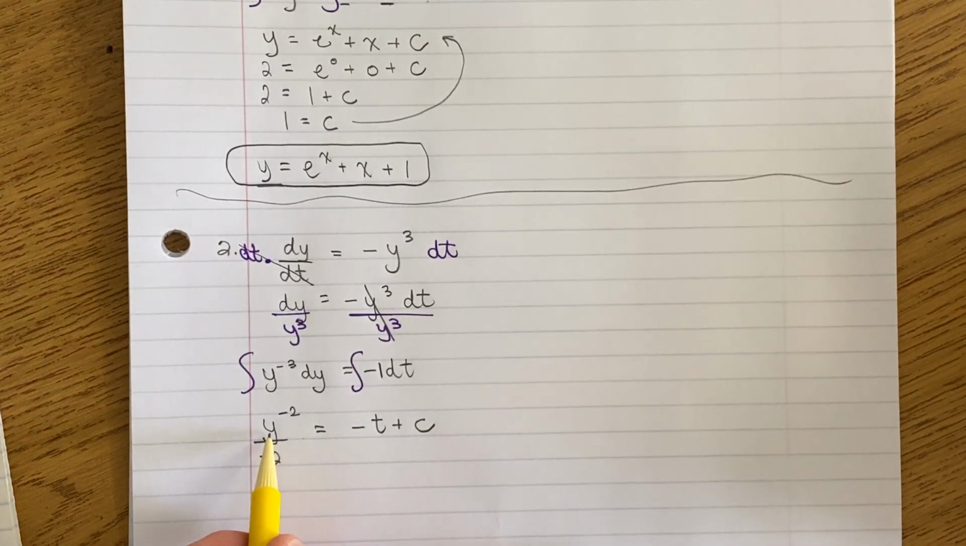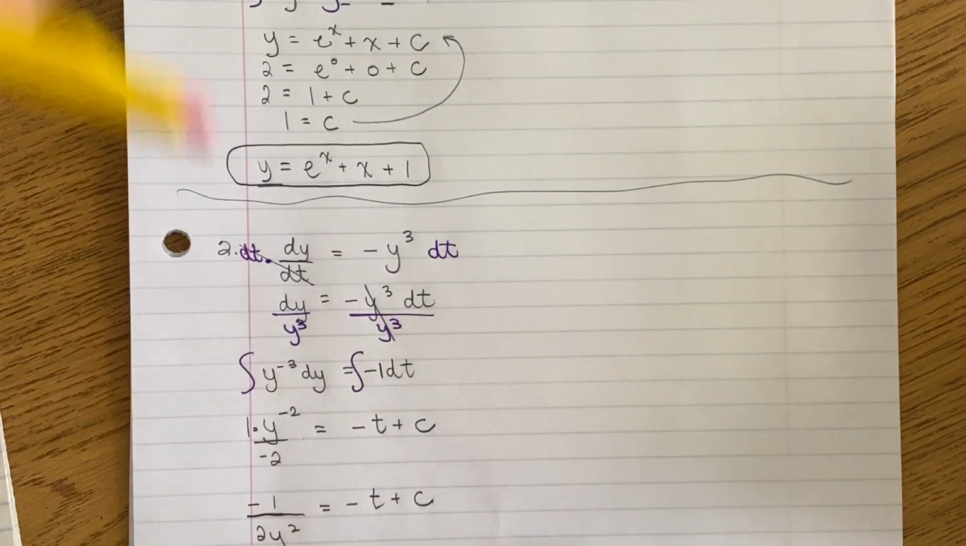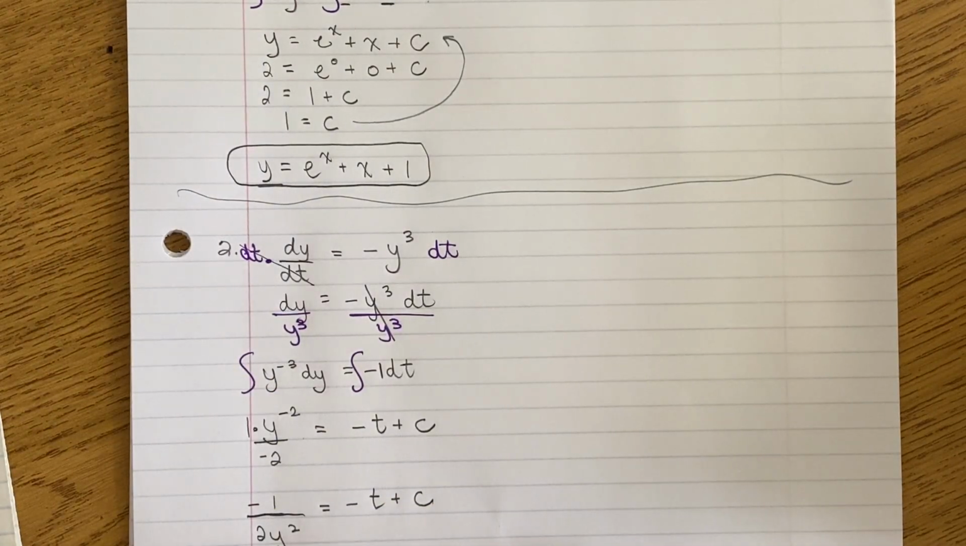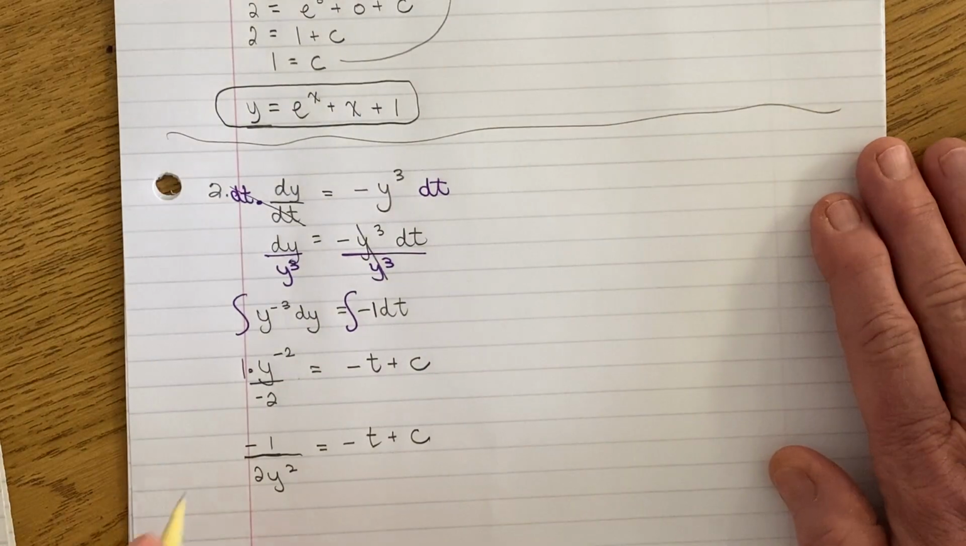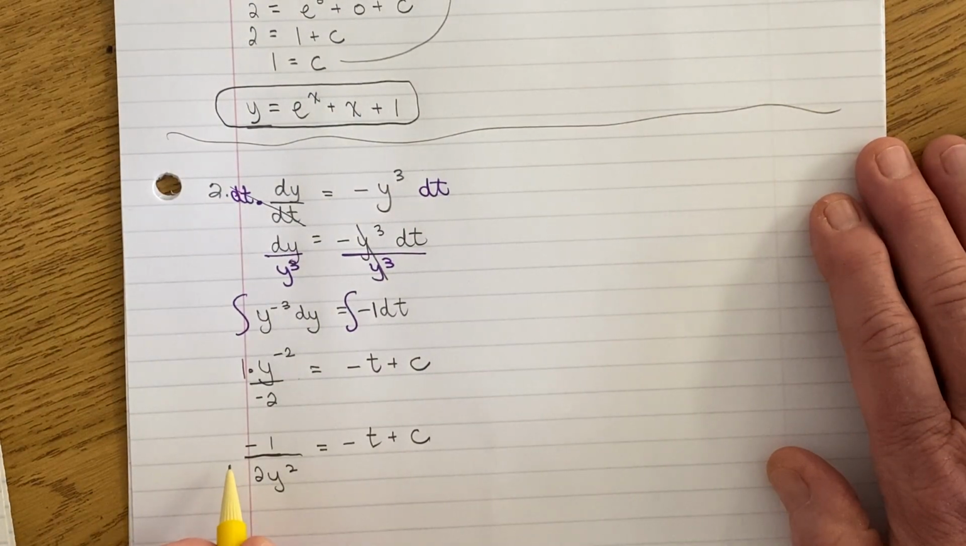So if I wanted to solve this for y equals, get y by itself, I might drop this y to the negative 2 to the denominator. So kind of cleaning this up right here, I'd have negative 1 over 2y squared. I still have negative t plus c. Okay, if I'm going to solve for y, let's see, I might multiply both sides by negative 2. If I multiplied both sides by negative 2, that would take care of the negative 1/2.